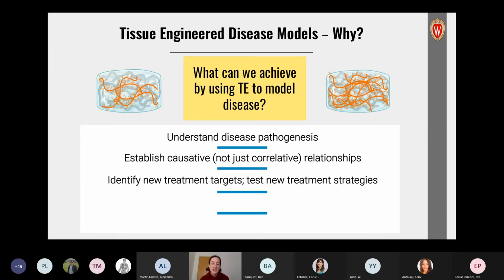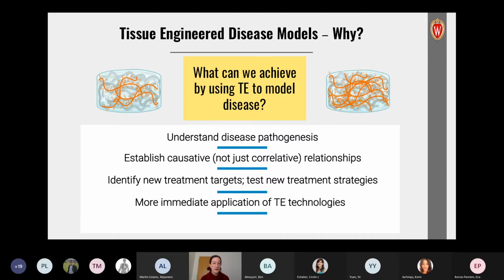that. Engineered tissues could be a very useful way to identify new things to target to treat diseases, as well as to test new treatment strategies. And with respect to timeliness, one of the things that attracted me to it is that it could be a more immediate application of tissue engineering technology.